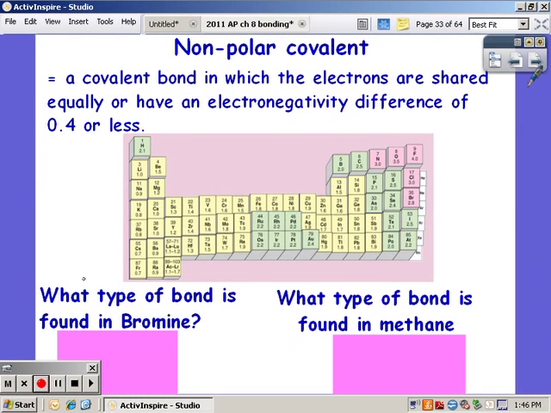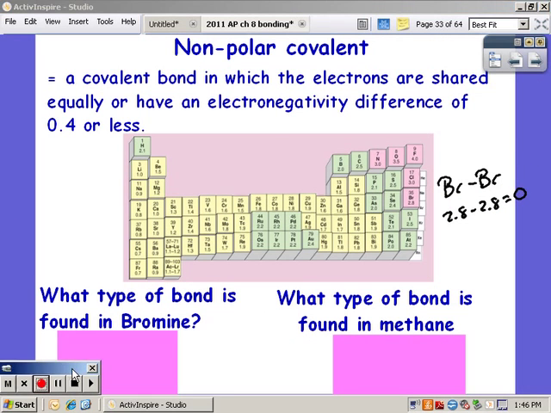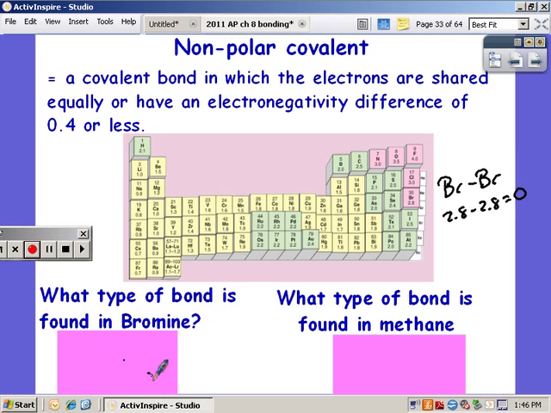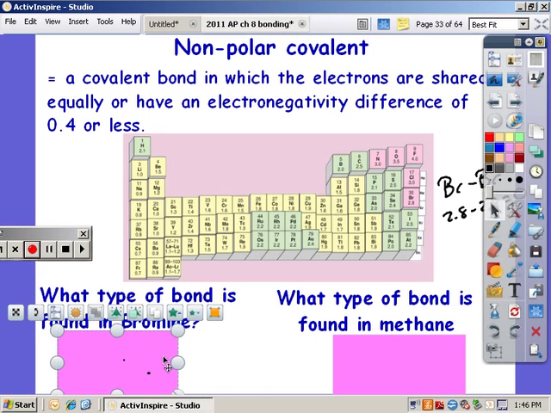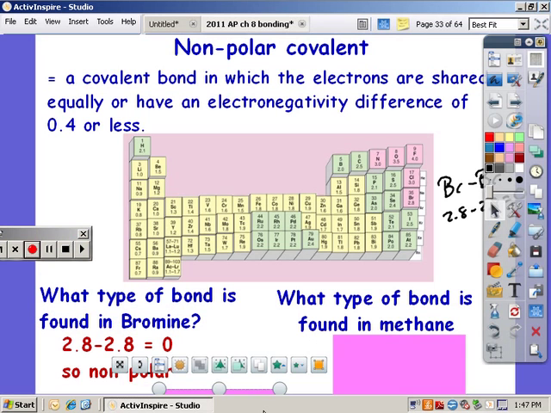In a nonpolar covalent bond, the electrons are shared equally or have an electronegativity difference of 0.4 or less. If we look at this chart, bromine has an electronegativity value of 2.8. So you do 2.8 minus 2.8, and that's a difference of 0. So bromine must have a nonpolar covalent bond.